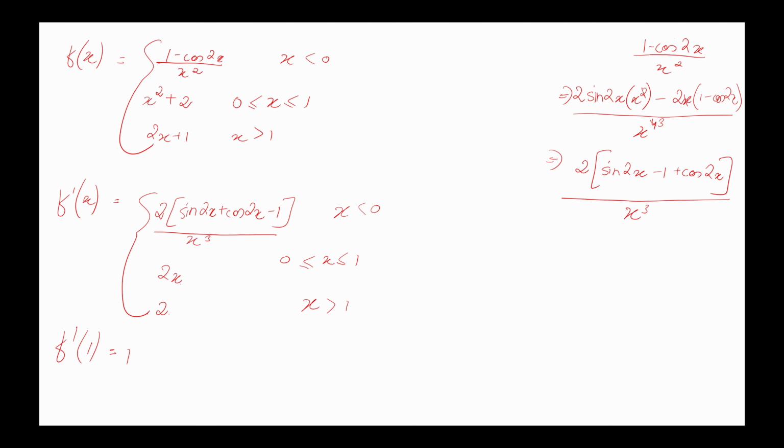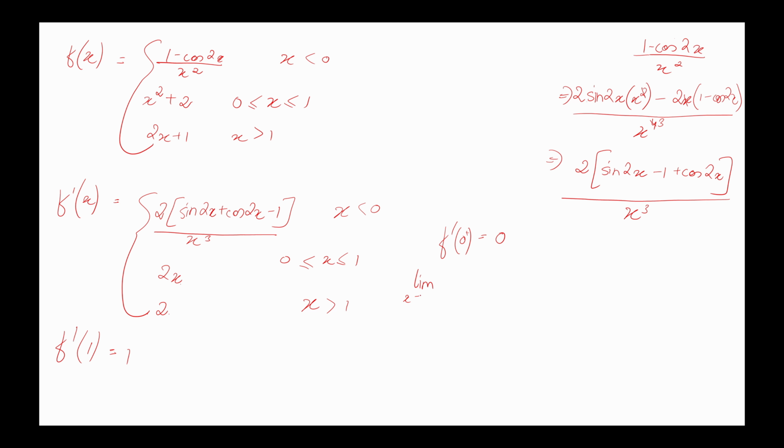Now let's check for 0. For 0, f dash 0 plus, what are we getting? We are getting this to be 0. That means f dash of 0 minus should also be 0. If it is 0, that means we can say that this is differentiable at each and every point. So what do we have to find out?